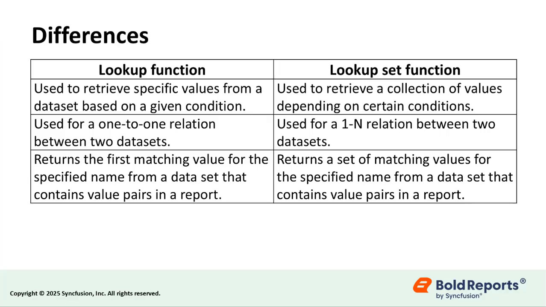The lookup function is used to retrieve specific values from a dataset based on a given condition. It is used for a one-to-one relation between two datasets. It returns the first matching value for the specified name from a dataset that contains value pairs in a report. The lookup set function is used to retrieve a collection of values depending on certain conditions. It is used for one to multiple relations between two datasets. It returns a set of matching values for the specified name from a dataset that contains value pairs in a report.